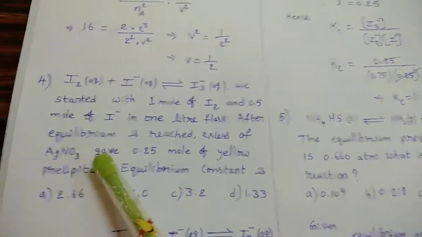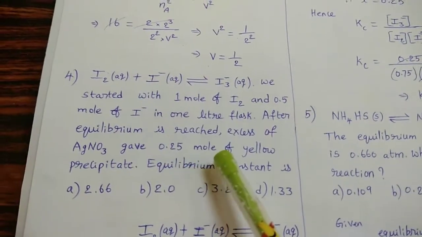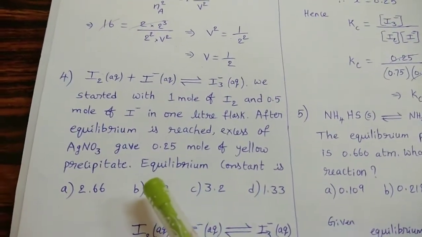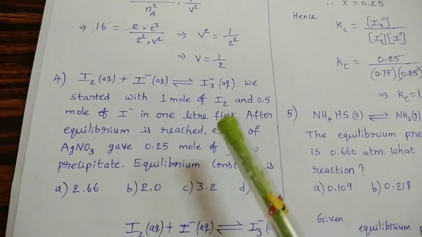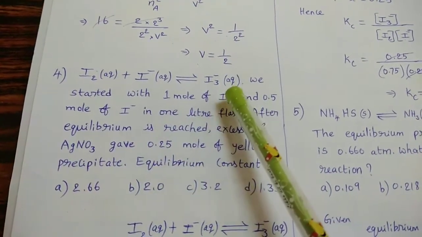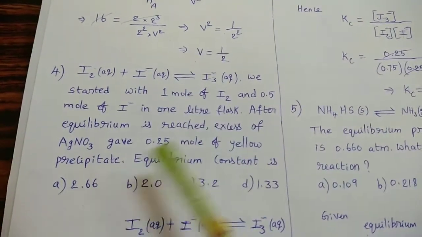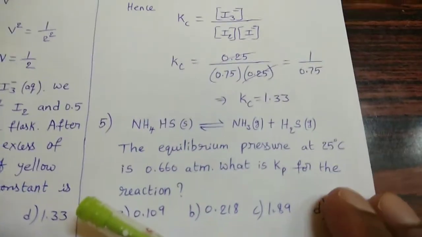Okay. This point is important in this case. AgNO3 gave 0.25 mole of yellow precipitate means that the yellow precipitate is AgI. That means because of formation of AgI by the reaction between AgNO3 and I3 minus. AgNO3 and I3 minus react with each other and form yellow precipitate of AgI. Okay. Next, see the next one.